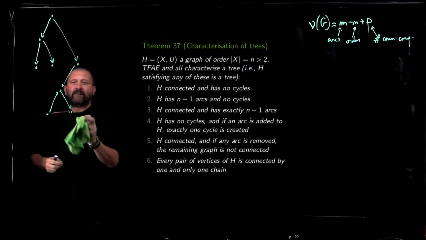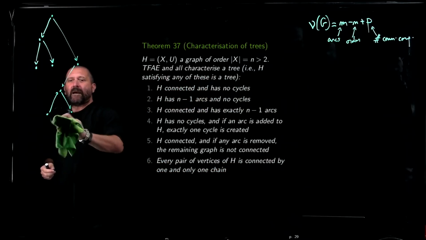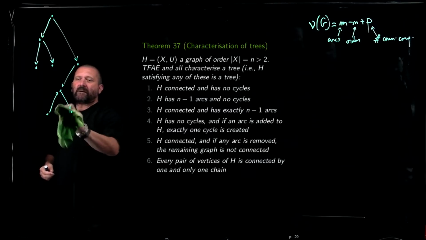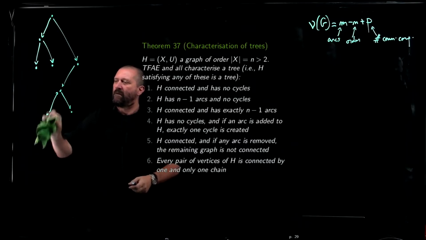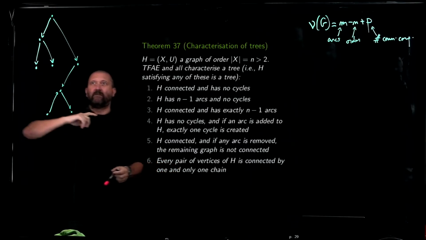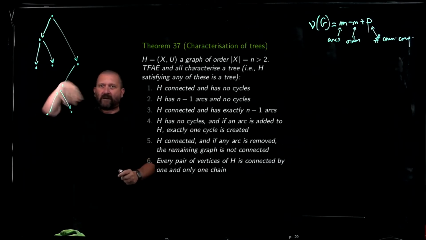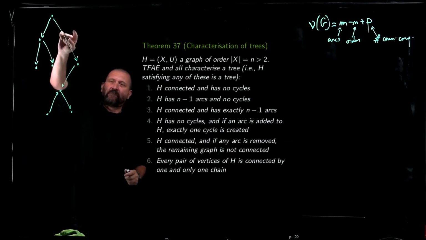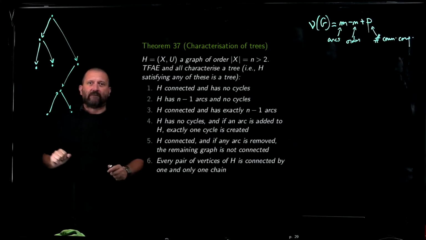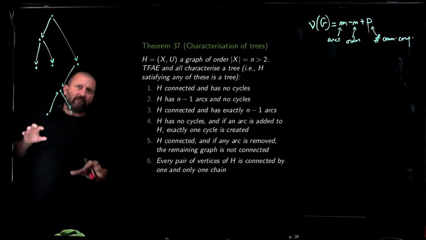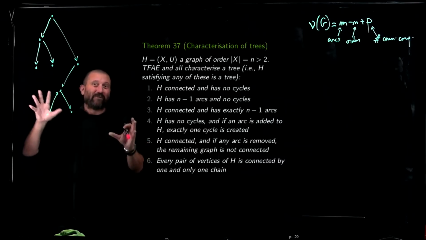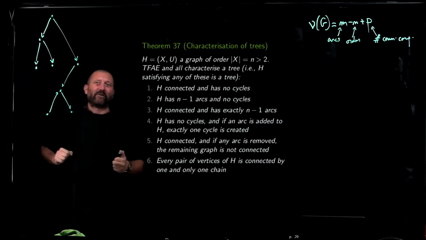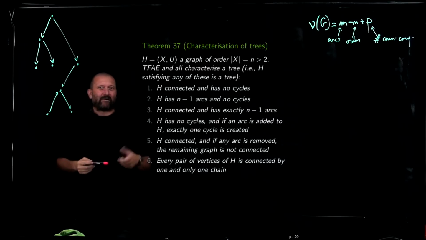H is connected, and if I remove anything, then I lose connectedness. So this again is easy to see here. I have a connected graph. I was arguing this at the beginning. I have a connected graph, and if I were to cut, let's say, this arc here, then I would have two disjoint graphs, two connected components, so I would have a forest. By cutting this, I am losing connectedness.